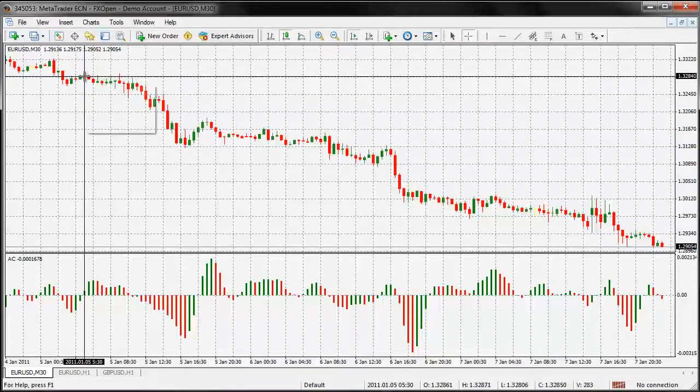Alright, you can just see it where my cursor here is. If I move my cursor out of the way, you'll see a red candle. Alright, you now can see that red candle right there.